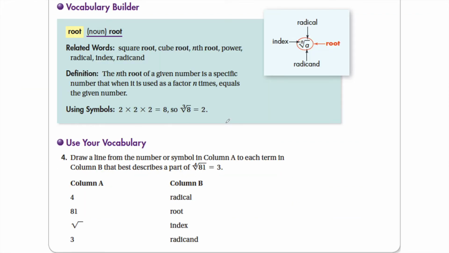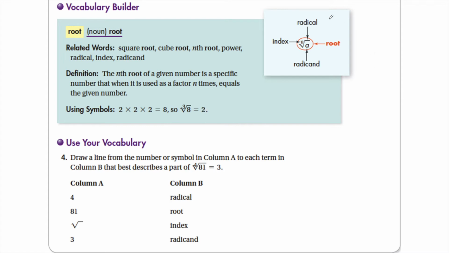The vocab word for today will be root. Other related words will be things like the square root, cube root, nth root, the power, radical, index, or radicand. For definition, the nth root of a given number is a specific number that, when used as a factor n times, equals the given number. Therefore, using symbols, we could say 2 times 2 times 2 is equal to 8. Therefore, we also know that the cube root of 8 is equal to 2.